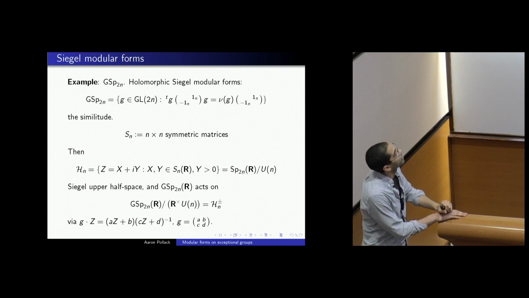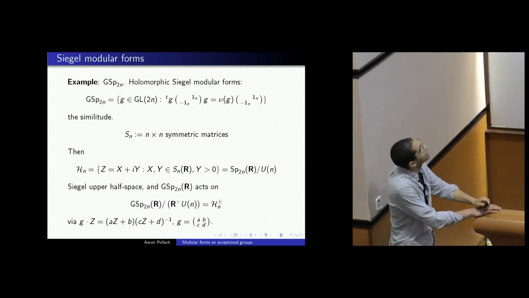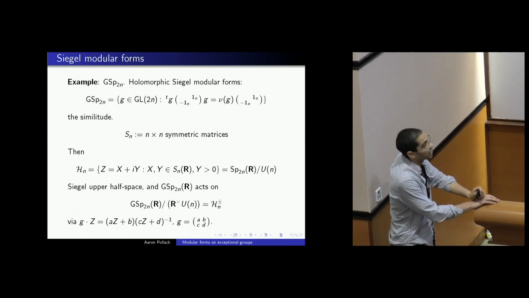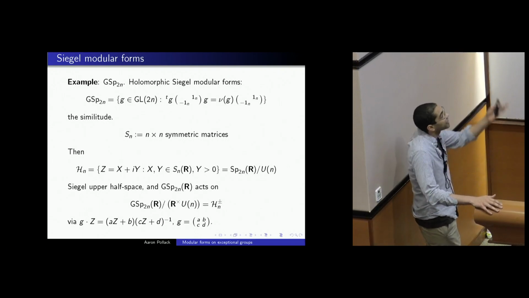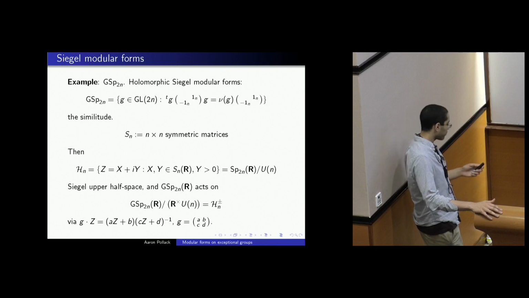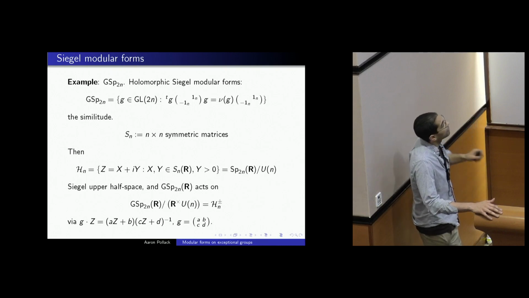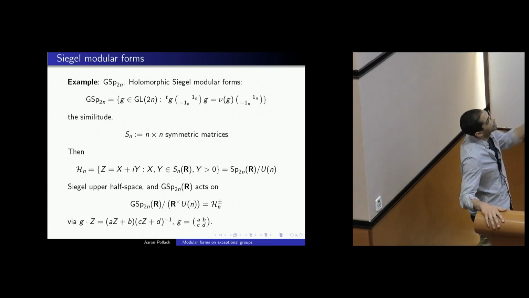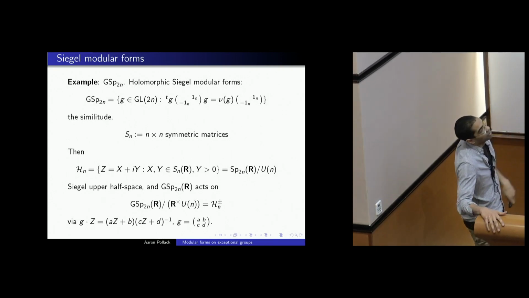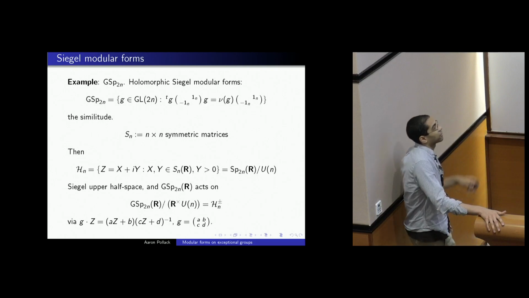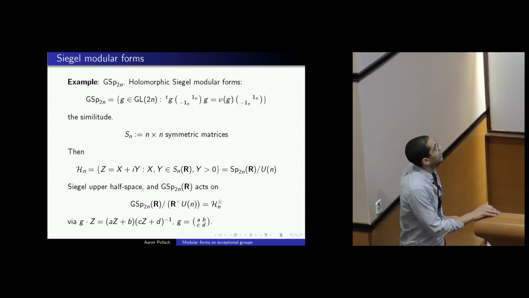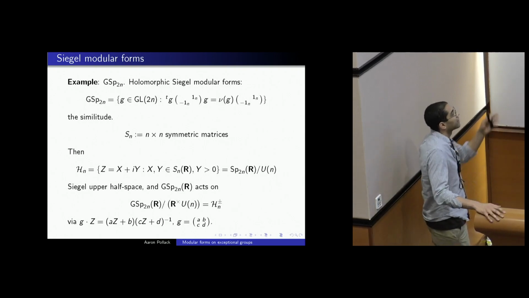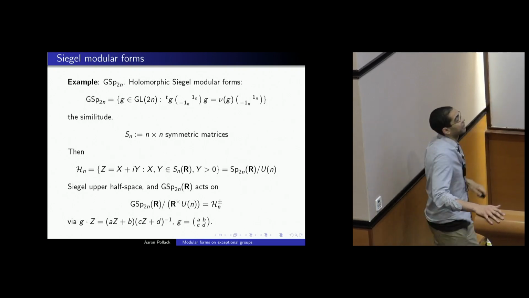Okay, so again with the classical modular forms. For example, take the group GSp_2n, the subgroup of GL_2n that fixes a symplectic form up to similitude. Then the Siegel upper half space, this space H_n, is a complex manifold that consists of x plus iy, where x and y are symmetric n by n matrices, and y is positive definite. That's the symmetric space for Sp_2n. And of course it's a complex manifold.